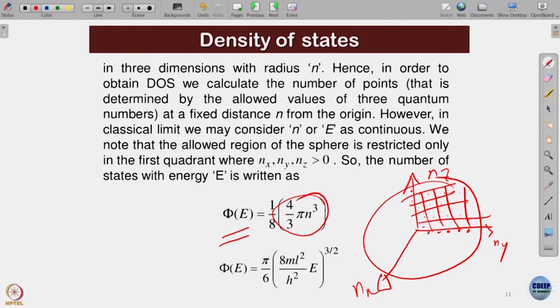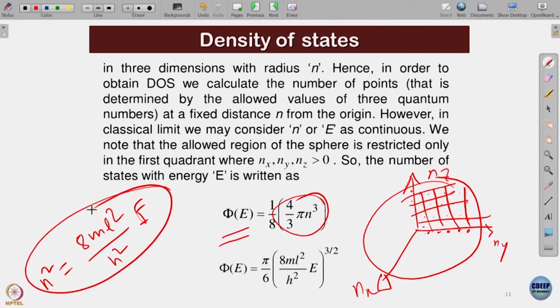So now I also know what n is. I just did it in the last class. n square is 8 m l square by h square times E. That I did in the last slide.